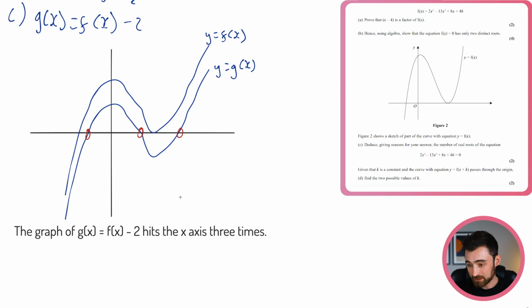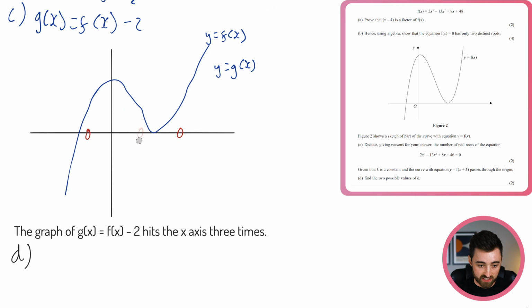Sick. Part D says, given that k is a constant, the curve with equation y equals f of x plus k passes through the origin, find 2 possible values of k. Okay, so let's get rid of this g of x sketch here. We're just working with the f of x.